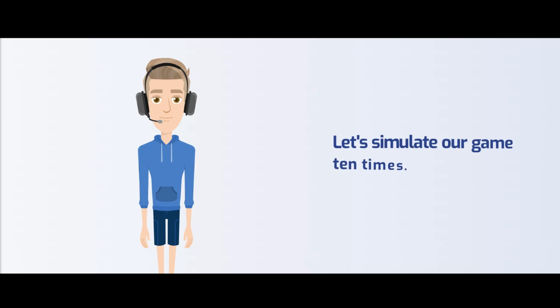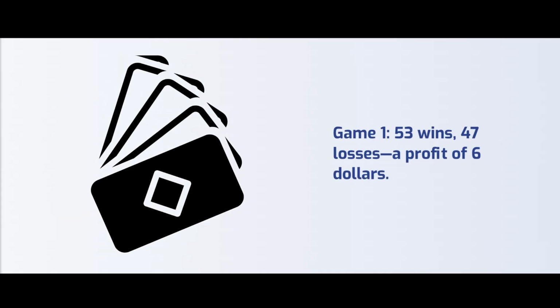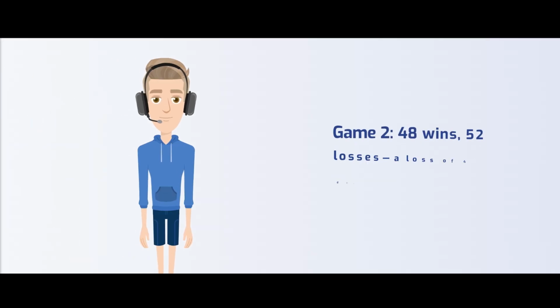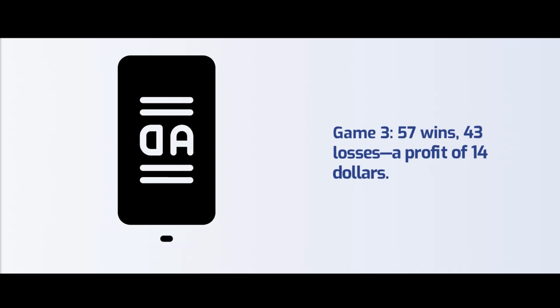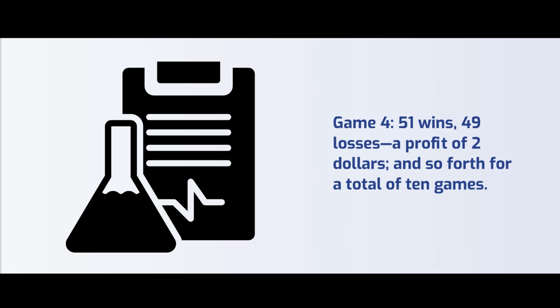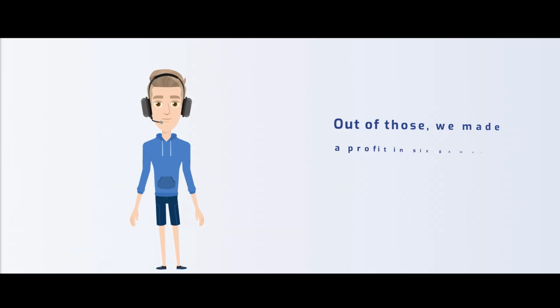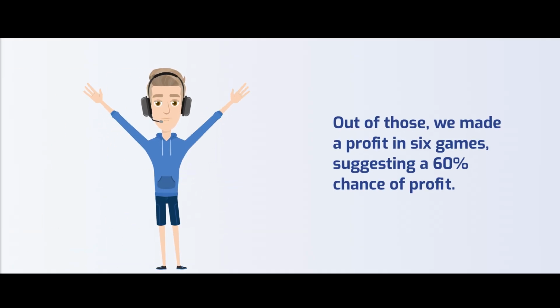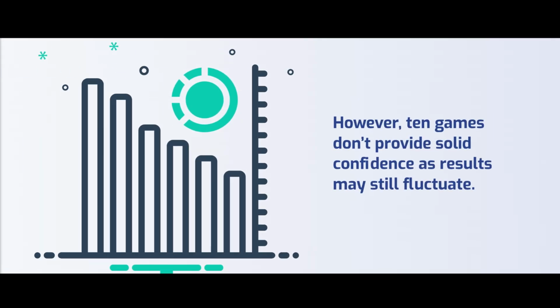Let's simulate our game 10 times. Game 1: 53 wins, 47 losses, a profit of $6. Game 2: 48 wins, 52 losses, a loss of $4. Game 3: 57 wins, 43 losses, a profit of $14. Game 4: 51 wins, 49 losses, a profit of $2, and so forth for a total of 10 games. Out of those, we made a profit in 6 games, suggesting a 60% chance of profit. However, 10 games don't provide solid confidence as results may still fluctuate.